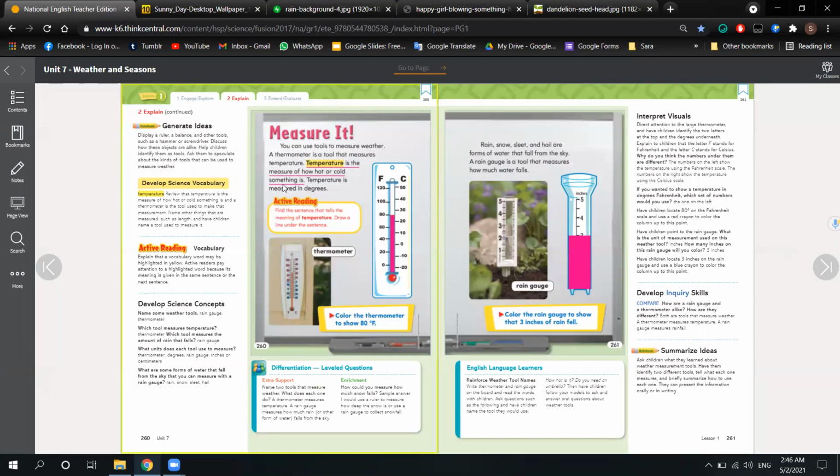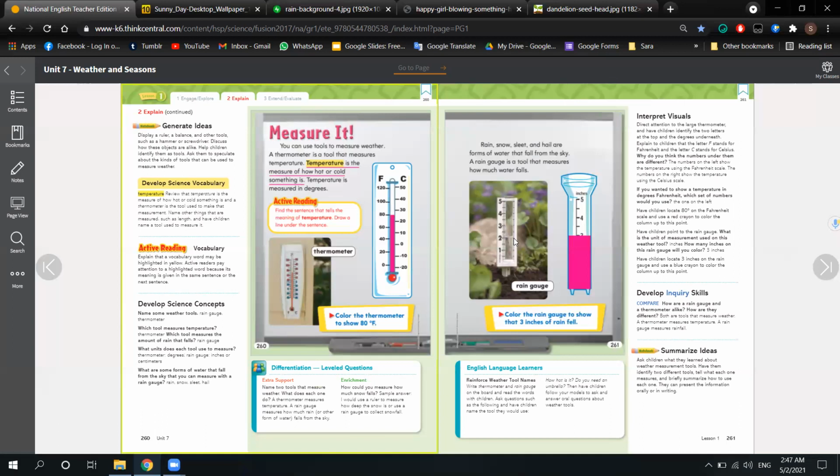So which one do you think is hotter? The one with 24 degrees or the one with 5 degrees? Of course, 24 degrees is hotter. So we have to know that we have something called a thermometer, and it is the tool that we use in order to measure temperature. And we have something called a rain gauge, and we use it to measure the amount of water that has fallen from the sky.